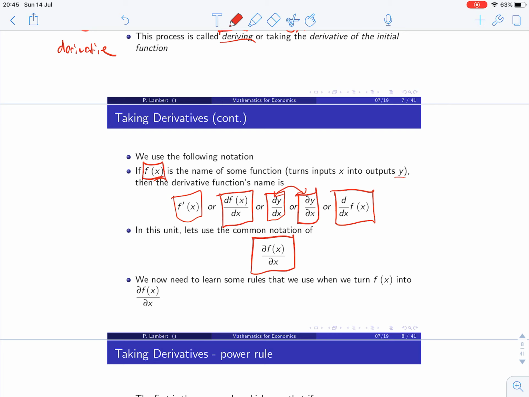So let's learn some rules that allow us to start with a function and find df dx. Again, the function df dx is just going to take x as its inputs and spit out the rate of change at that particular x input. It itself is going to be some kind of function. And we're going to talk about the rules that one can apply to try and turn this object into this object.